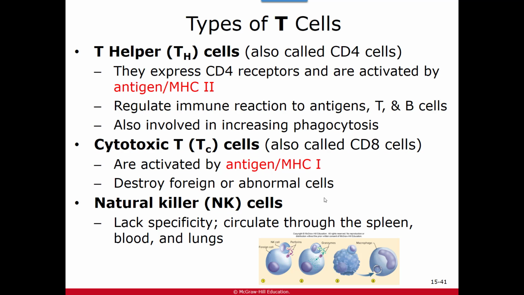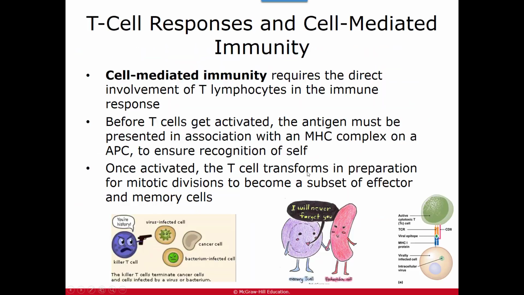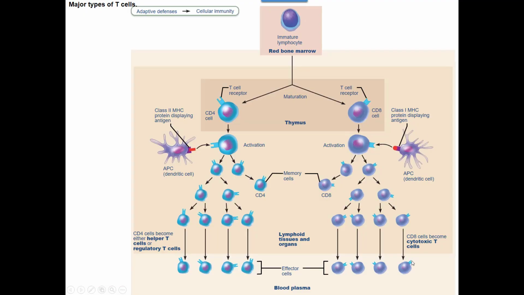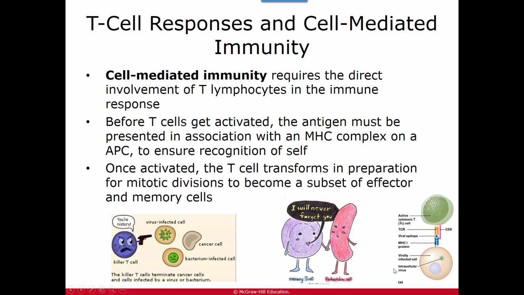Now your cytotoxic cells, they're activated by the MHC1 antigen. So your cytotoxic cells are activated by any cell in the body that has a nucleus, which means everything but red blood cells, does have a class 1. And so any cell in the body, if there's something foreign in it, it'll get presented on a class 1 and it can activate a cytotoxic cell to kill the infected cell.